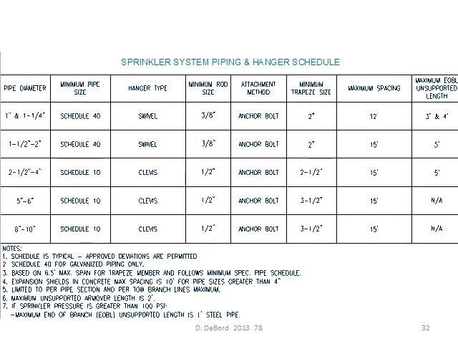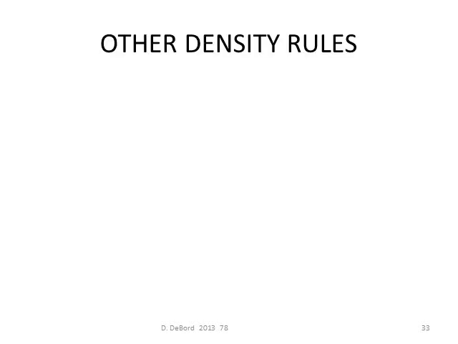The sprinkler system piping and hanger schedule is something that we like to include. So this tells you the pipe, what kind of pipe it would be for a certain size. Like for the smaller pipes it's schedule 40, for larger pipes it could be schedule 10 maybe, and then what type of hanger that needs, the minimum rod size, the attachment method for the hangers, and the maximum spacing. And there are a few notes there.